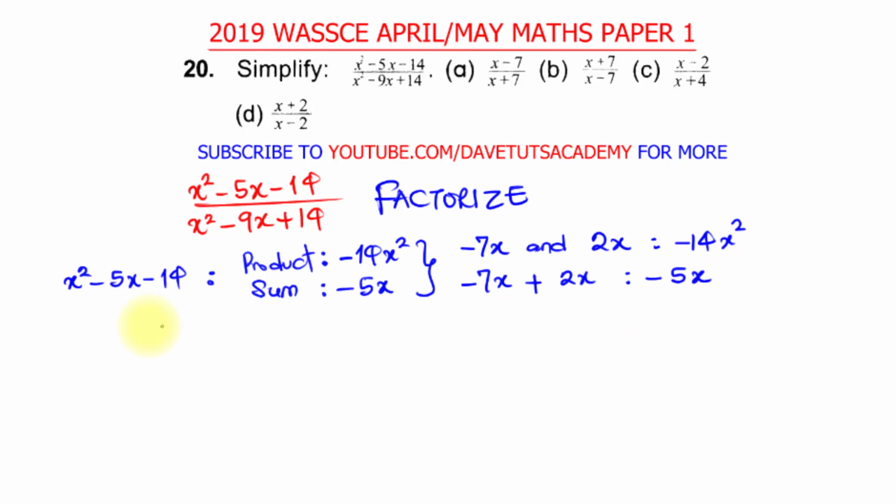So that's quite interesting. We have the one for that. Then alternatively, we are also going to look at x squared minus 9x plus 14. Interestingly, again 14 is featuring here.